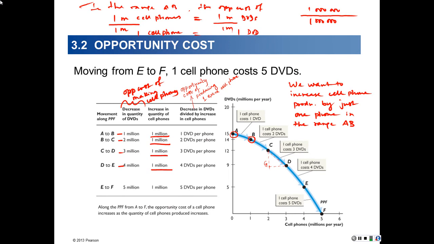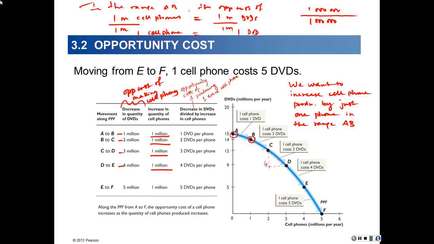The range E to F. What would be the opportunity cost in the range E to F of producing a single cell phone by the same logic? 5 DVDs. How do you get 5 DVDs? Well, actually, between E to F, the opportunity cost of producing 1 million cell phones is 5 million DVDs.